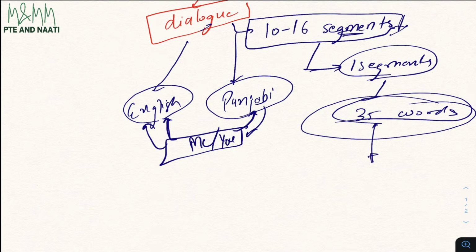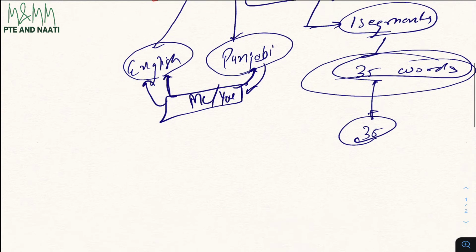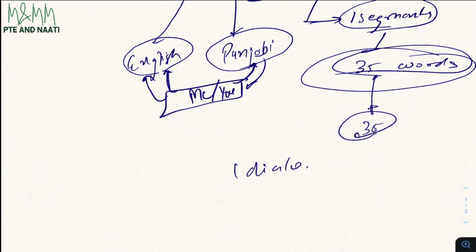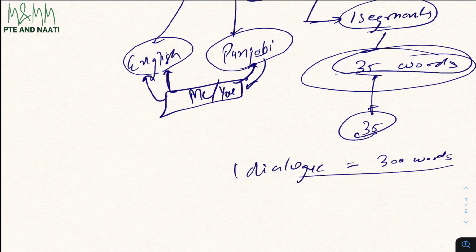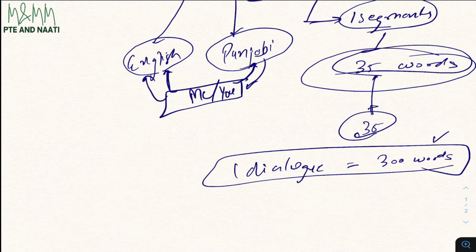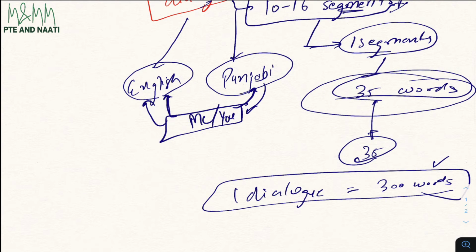If you keep on adding 35 words in every segment, your entire dialogue can be worth a maximum of 300 words. They're never going to exceed 300 words in one dialogue. Also, they're never going to exceed 35 words in one segment. Now this exam, since it's a computer-based exam again, it is being controlled by you.